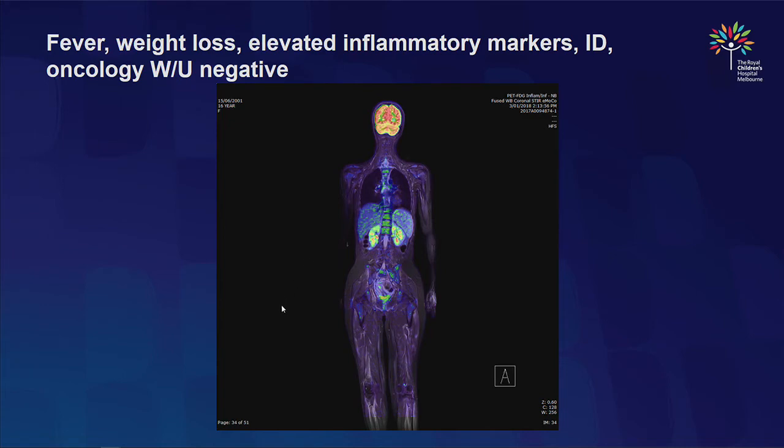Another teenager with a very similar story: fever, weight loss, elevated inflammatory markers. She'd had an oncology workup and an infectious diseases workup, which to this point had been negative, and so she came to us for an FDG PET-MR.